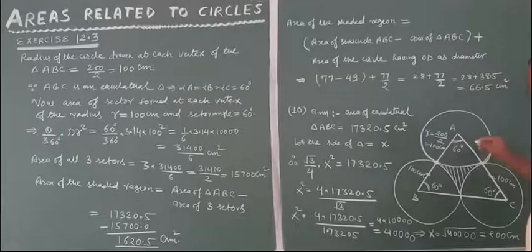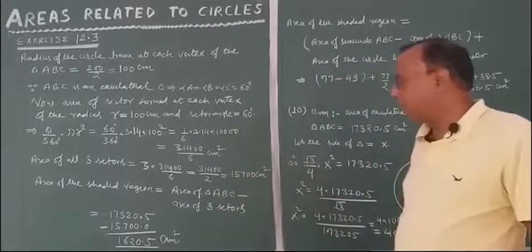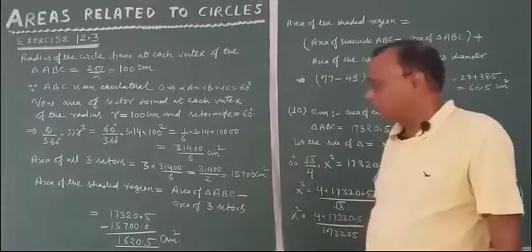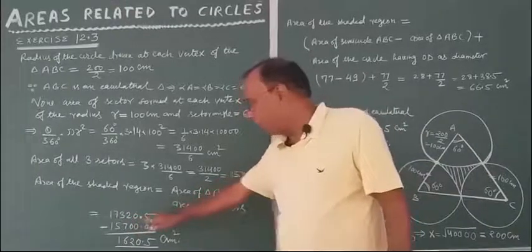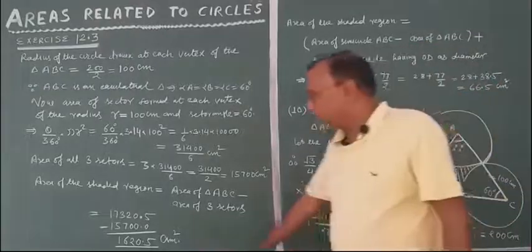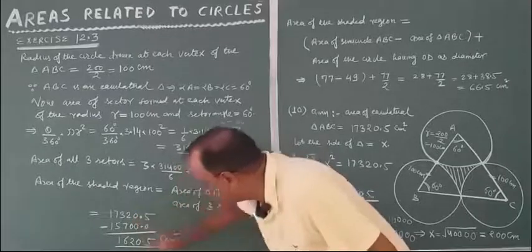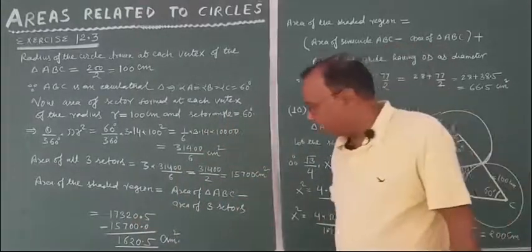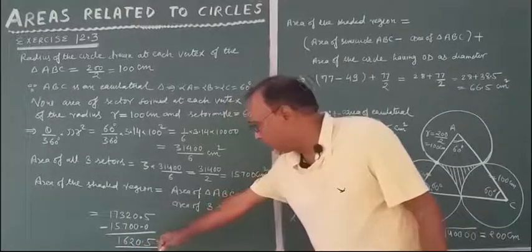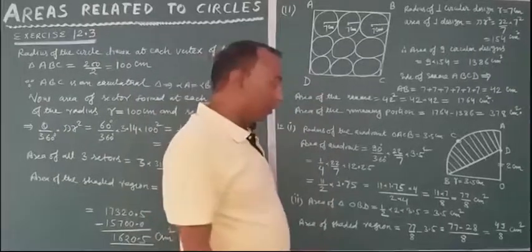Now just look, what will be the area of the shaded region? This will be the area of triangle ABC minus the area of these three sectors. So that is 17320.5, which is given as the area of the equilateral triangle here, minus 15,700, the area of the 3 sectors. When you subtract this, you will get 1620.5 centimeter square.